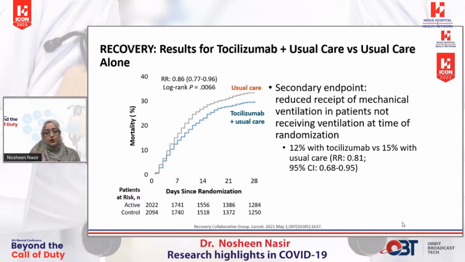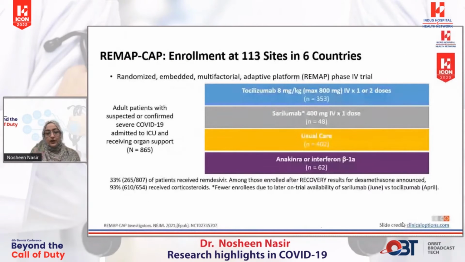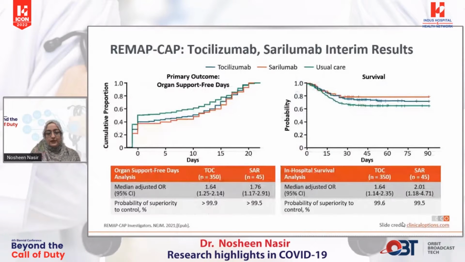These were then supplemented by other findings in other large trials. The REMAP-CAP trial was enrolling in 113 sites in 6 countries. This was also a randomized, embedded, multifactorial adaptive platform trial. It was a phase 4 trial, and they used tocilizumab, sarilumab, and anakinra, and compared them to patients who were receiving usual care. They also showed similar results, with better organ-support-free days and better survival in patients who received the IL-6 receptor antagonist.